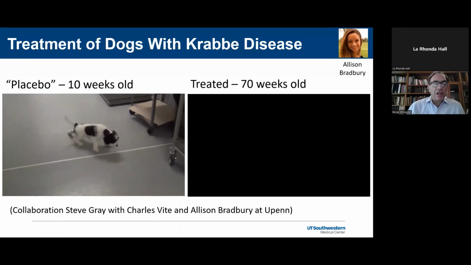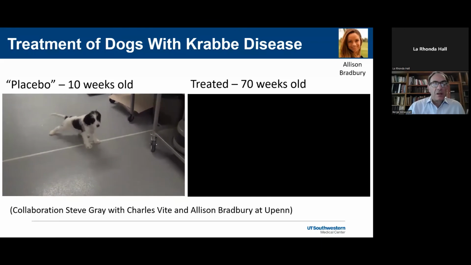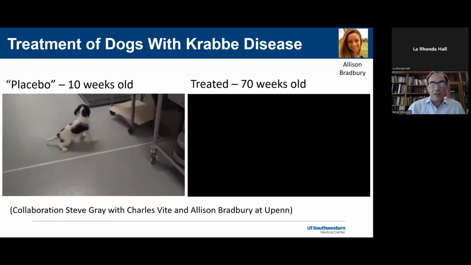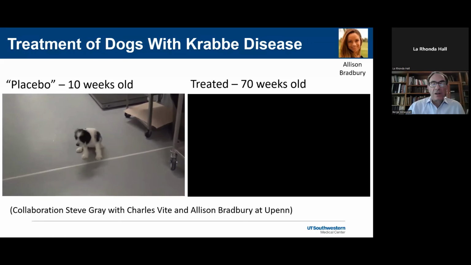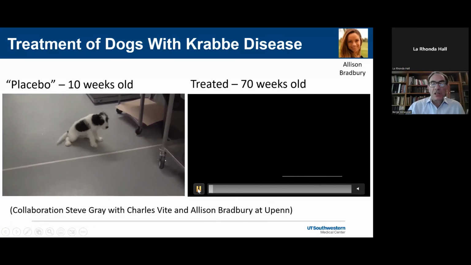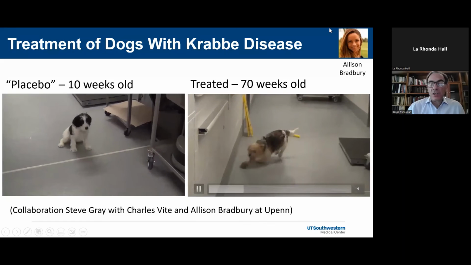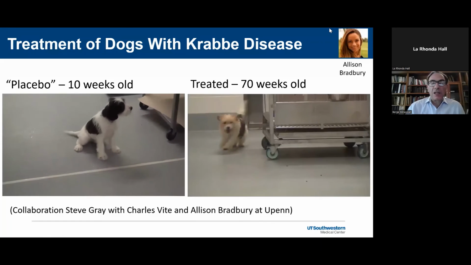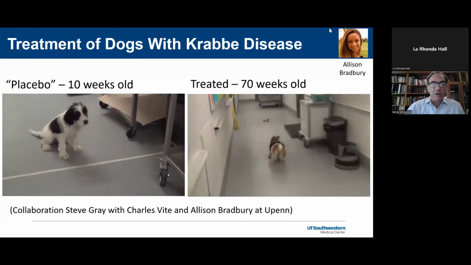This dog has Krabbe disease and is quite sick, as you see. Then the team here, Dr. Bradbury, Charles White, and Steve Gray, give the gene therapy, replace the missing gene, and this is what these dogs look like after gene therapy. So, dramatic improvement because of the phenomenon of cross-correction.